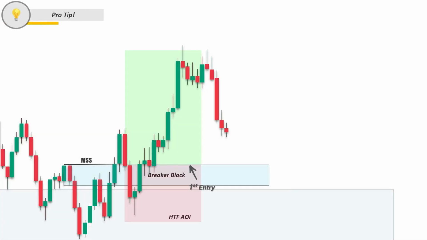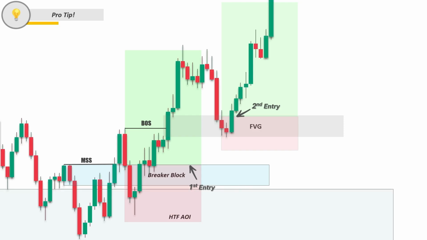Personally, I don't usually prefer using this model for the initial reversal entry. Instead, I mostly use it as a continuation setup, adding another position once price has already moved in my expected direction and my first trade is running in profit.